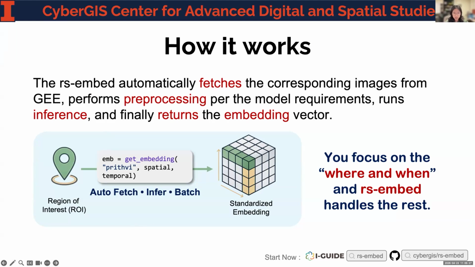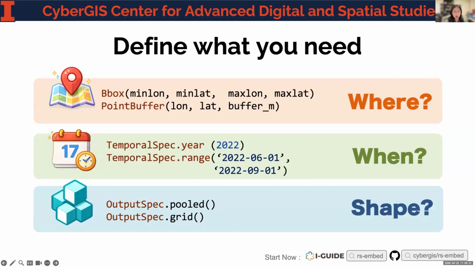That brings us to the three things that the user actually needs to define. One is where, of course. The user can define the region of interest, for example, with a bounding box or a point with a buffer. Another is when. People can specify either a year or a time range of interest. And also the shape. People can choose the form of output, such as pooled embeddings or grid embeddings.